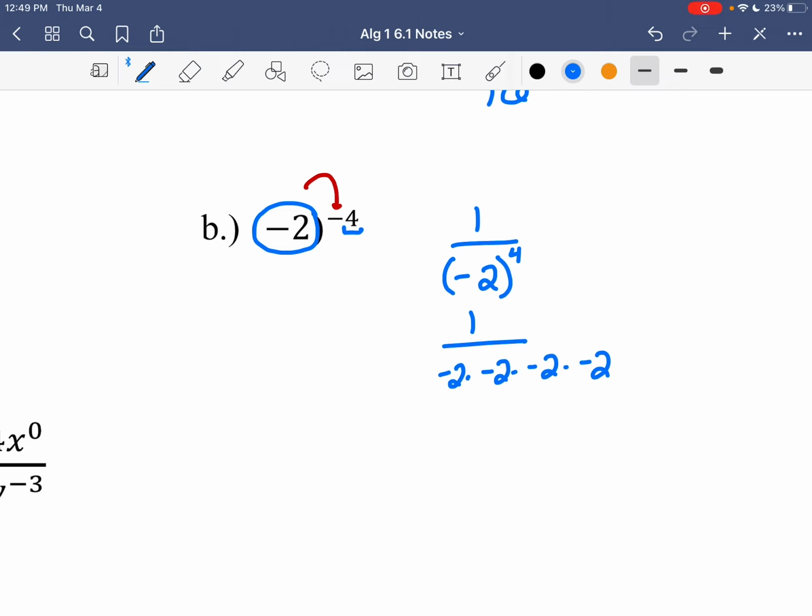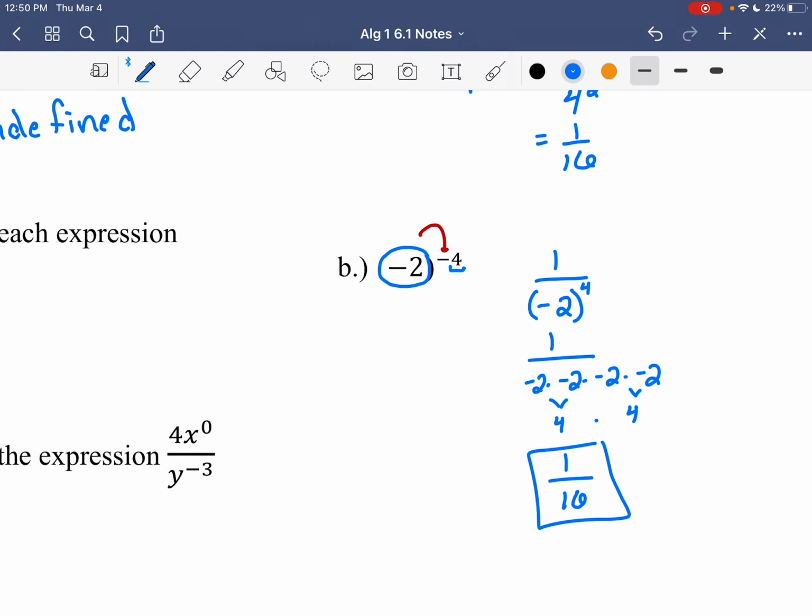-2 to the 4th. Well, -2 times -2 is positive 4. Still a multiply, so I'm going to have 1 over, still my 1 in my numerator. 4 times 4 is 16. So -2 to the -4th is equal to 1 over 16.